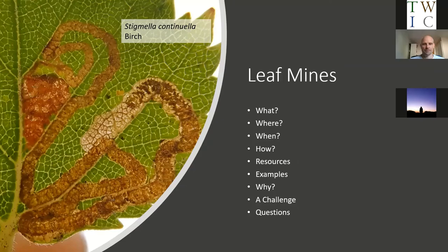On each slide there will be a photograph of an example leaf mine. I'm not going to talk about that particular leaf mine, but it will just give you an idea of some different examples, what they can look like, build up your knowledge as we go through the talk. Each photograph will be labelled with the species name in italics and the food plant underneath it.